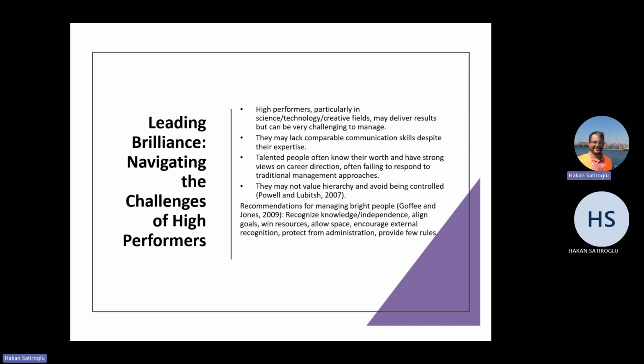So next slide is leading brilliance. Leading high performance requires a nuanced touch. It is not about imposing control, but about creating an ecosystem where unique brilliance can thrive. So this is the paradox: control versus autonomy. Again, the same thing is mentioned here, and it is asking for communication skills, okay.